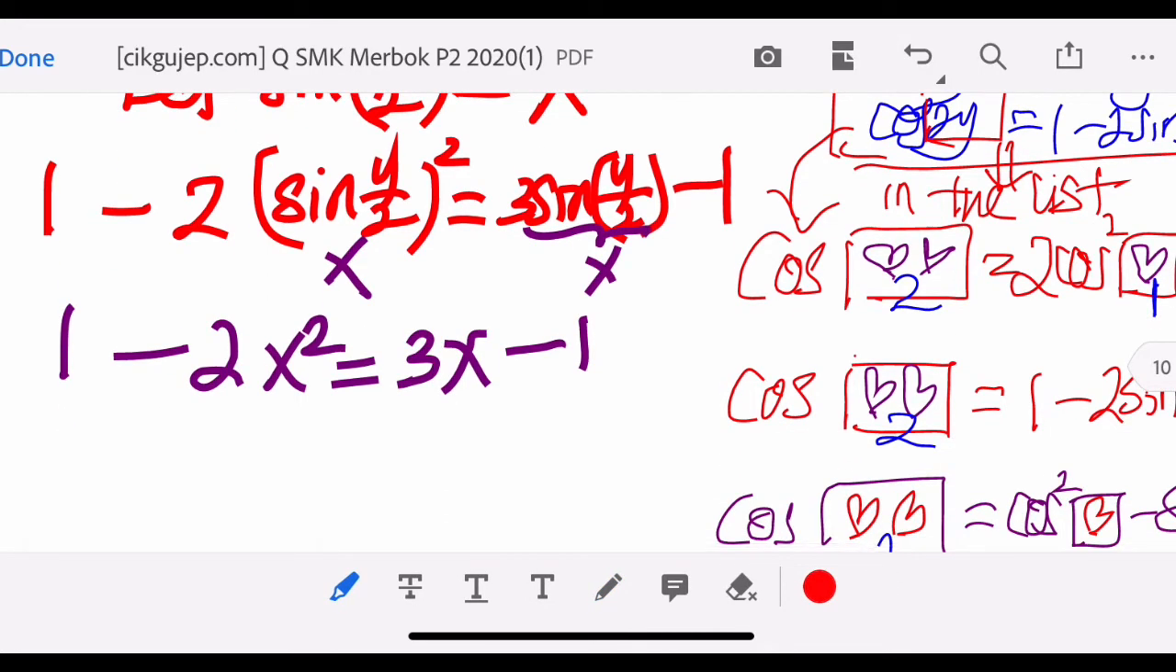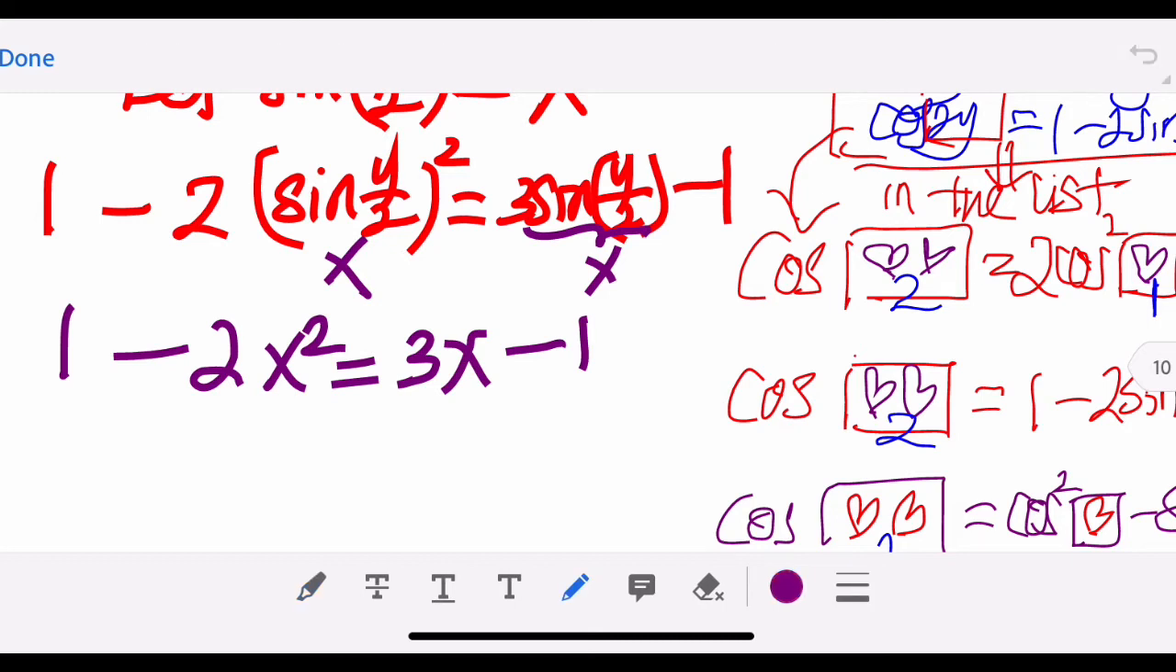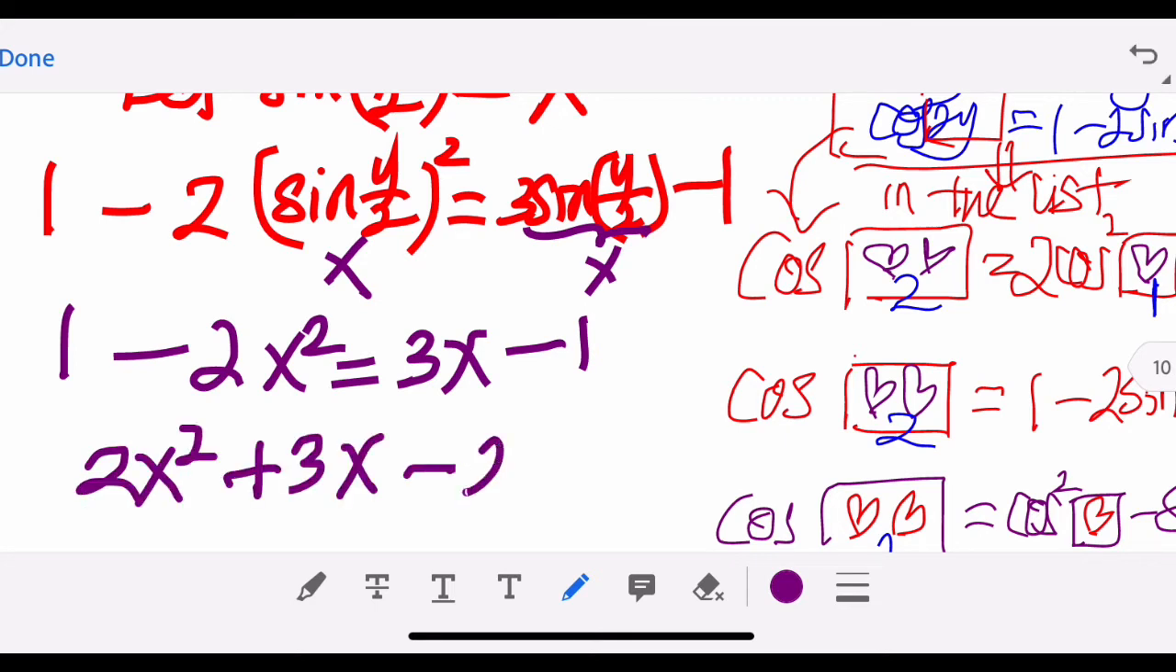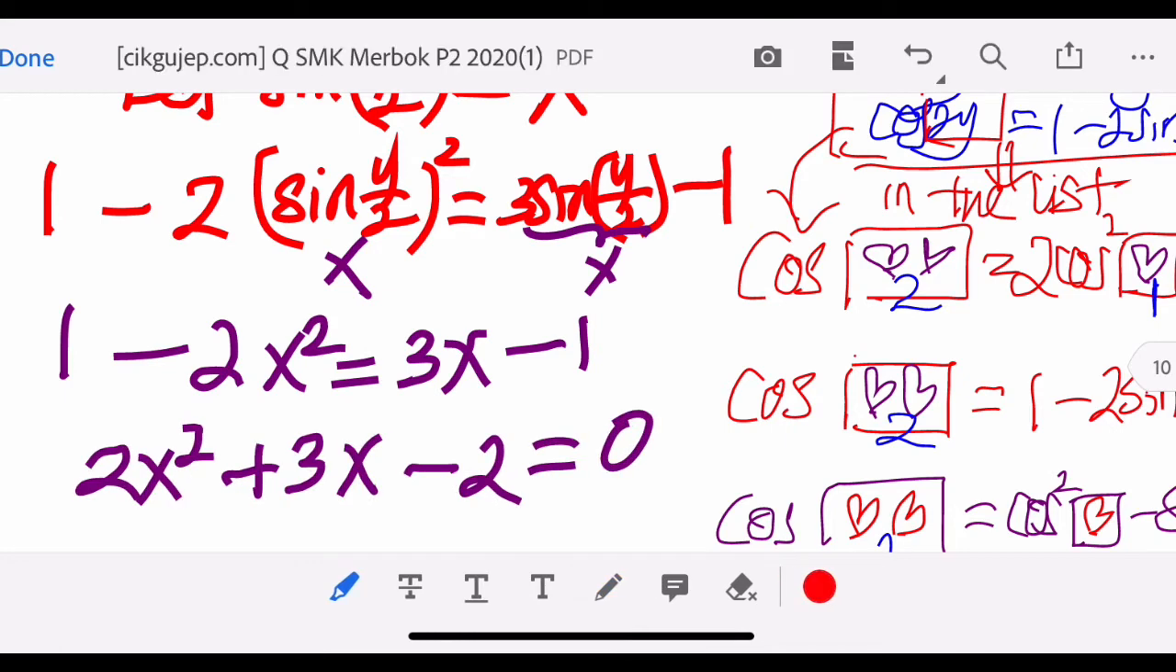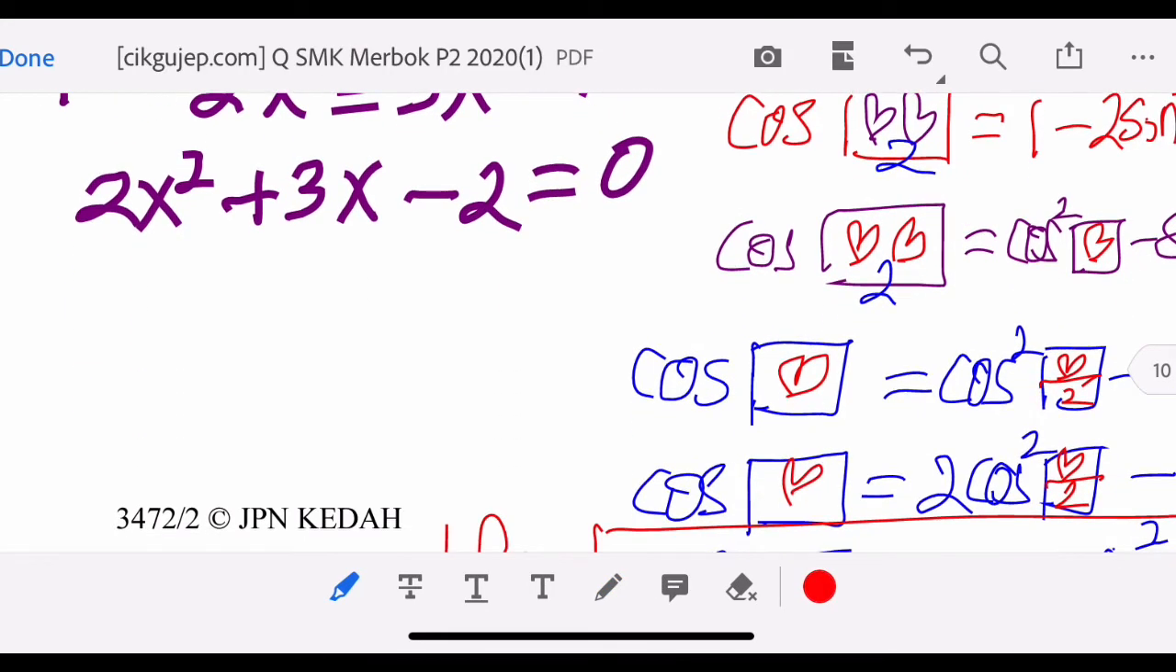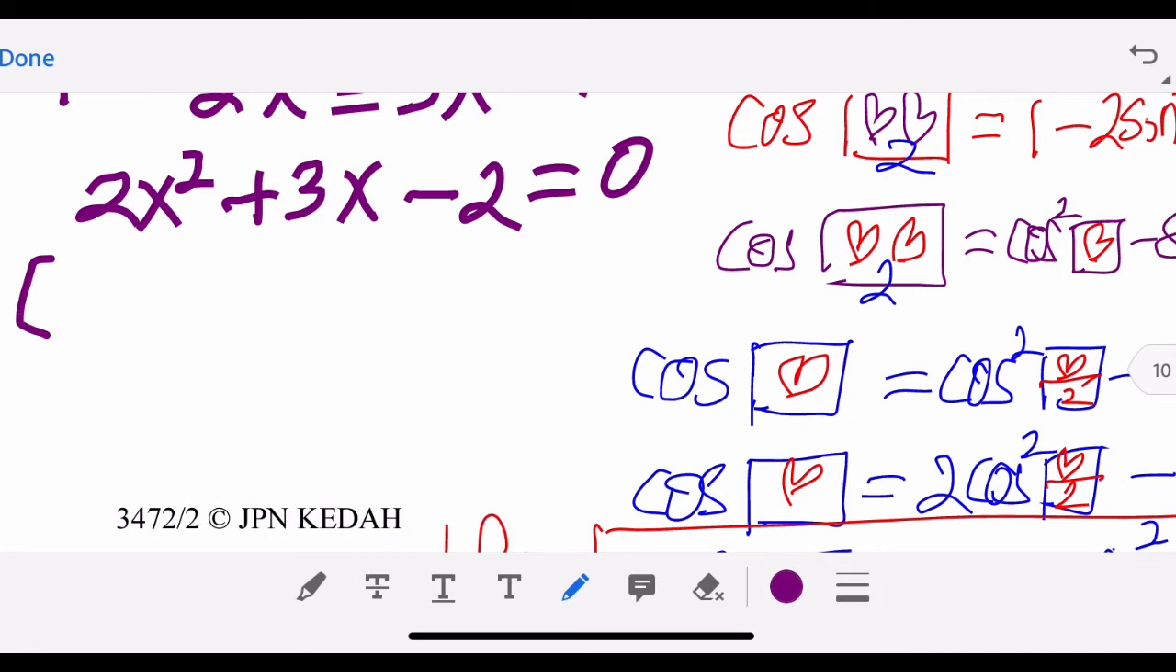This is very familiar to you, right? I'm sure you can solve this easily. So we have to arrange it in general form, right? After we arrange in general form, then I'm sure you know how to do it. You press your calculator and then you will factorize, right? So I have 2x squared plus 3x minus 2 equal to 0.